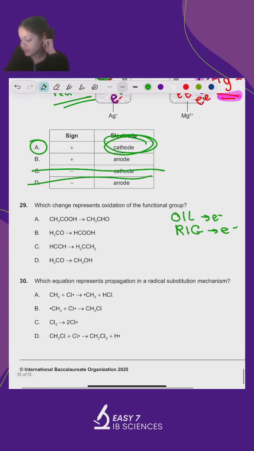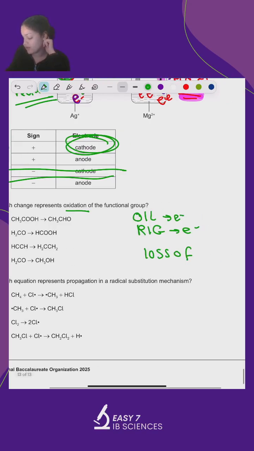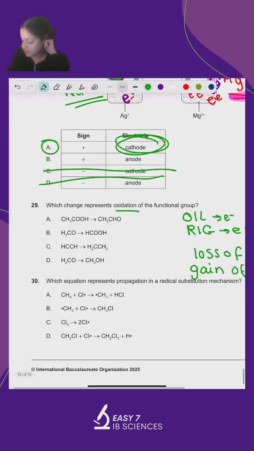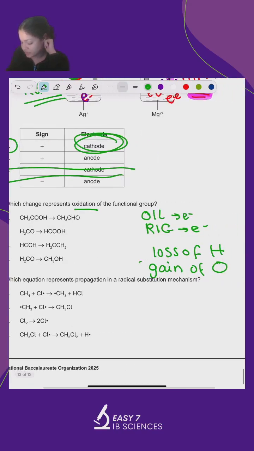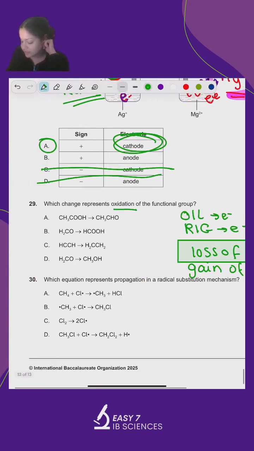Now, you can also think about oxidation as gaining of oxygen or loss of hydrogen. So in this case, the best definition to answer this question is the loss of hydrogen aspect. And here we can see that this is a carboxylic acid, and this is organic chemistry, by the way.